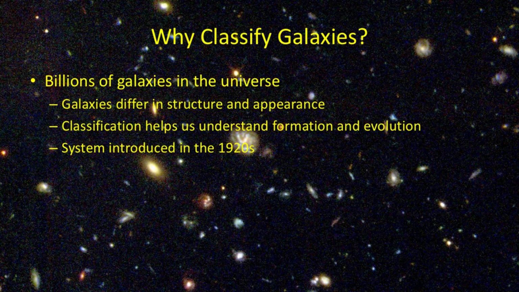To make sense of this enormous variety, astronomers created a classification system. By grouping galaxies according to their visible structure, they could begin to look for patterns that might reveal how galaxies form, evolve, and interact over billions of years.